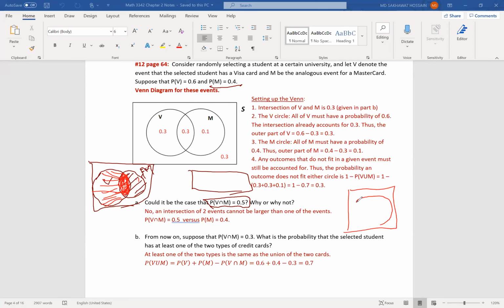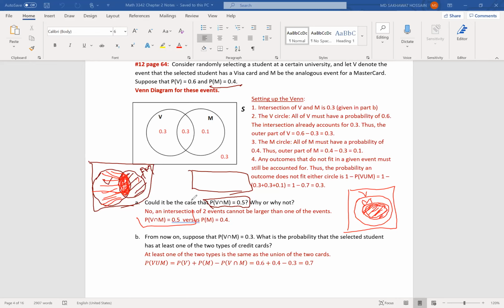Why? For example, if this is our V and M is inside V, and the area of M is 0.4. If M is inside V, then the intersection of V and M will be M itself, right? Because V also contains M. So that means the maximum area of the intersection of V and M will be 0.4. So the probability of the intersection cannot be more than 0.4. That's why this is not true.